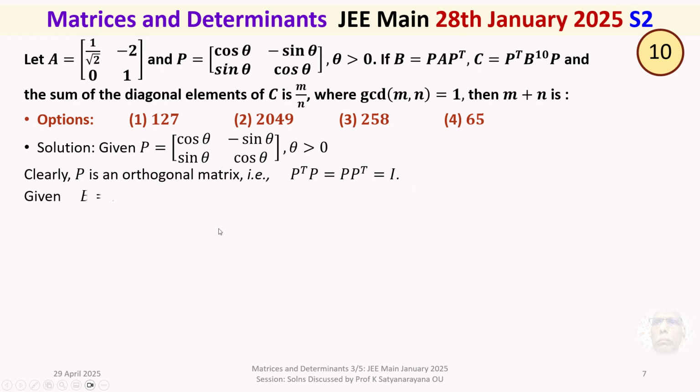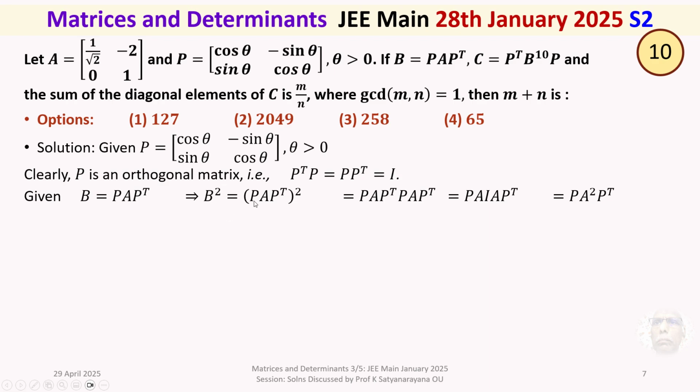Now, given B is equal to P A P transpose. In this, what you are seeing is B to the power of 10. So, to get B to the power of 10, first of all, let us try what happens to B square.